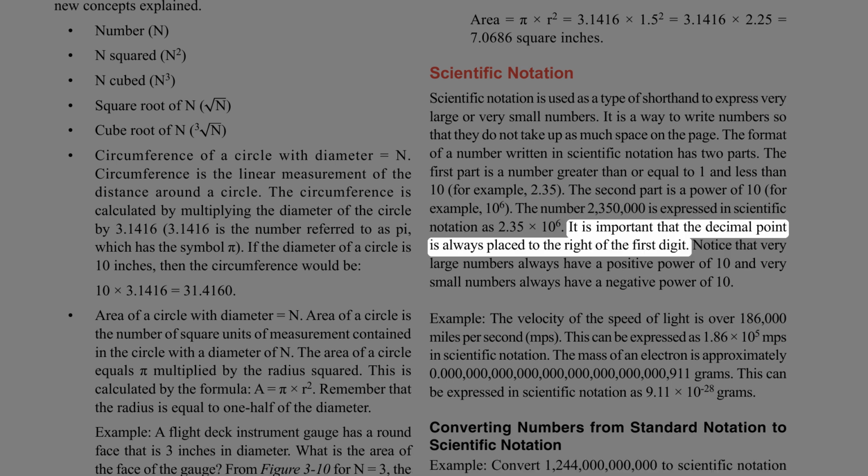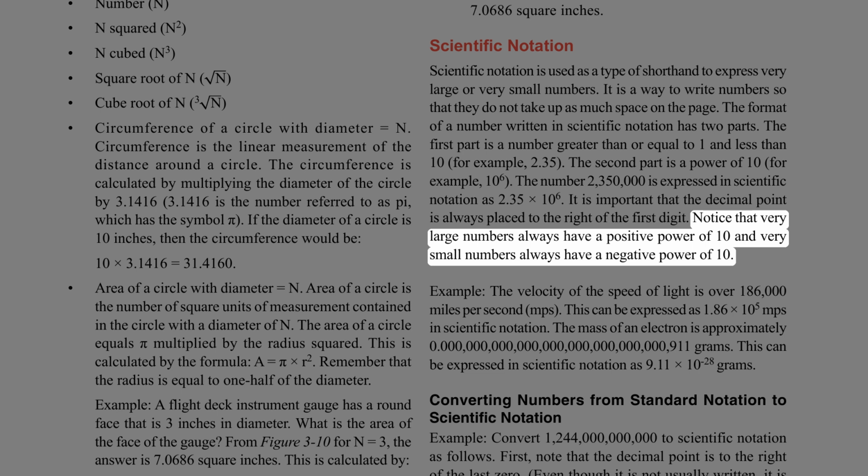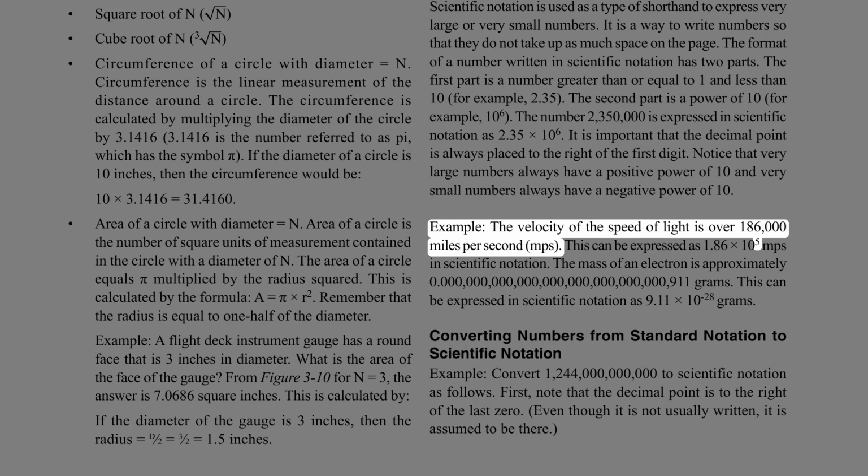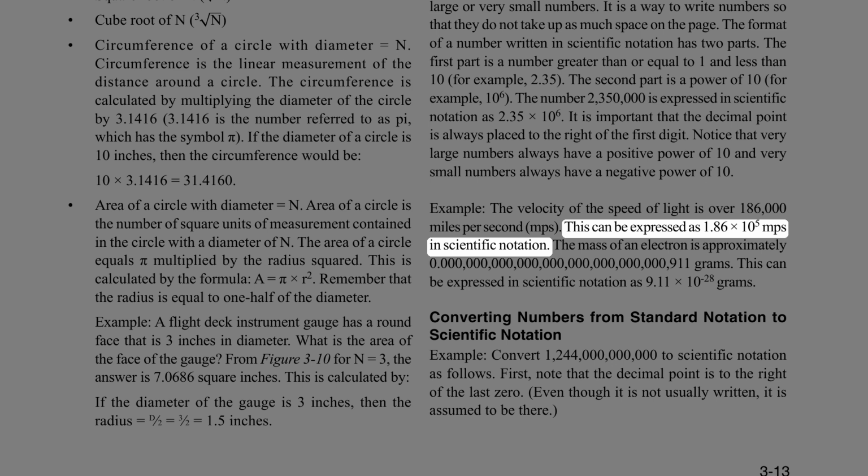It is important that the decimal point is always placed to the right of the first digit. Notice that very large numbers always have a positive power of 10 and very small numbers always have a negative power of 10. Example: the velocity of the speed of light is over 186,000 miles per second. This can be expressed as 1.86 times 10^5 miles per second in scientific notation.